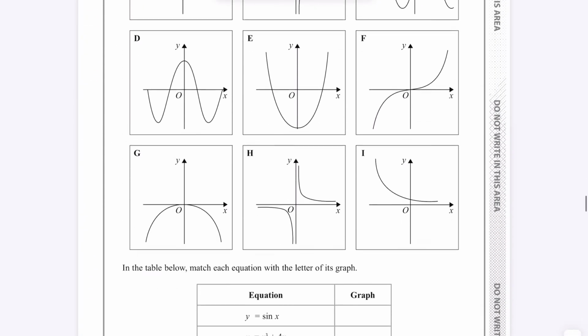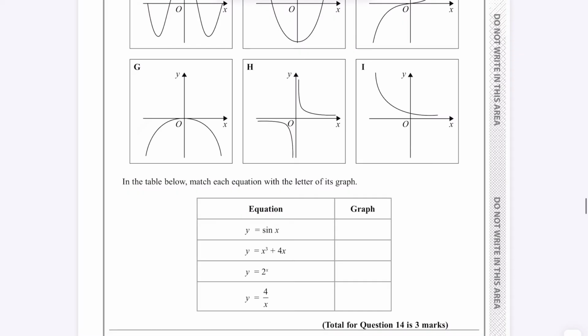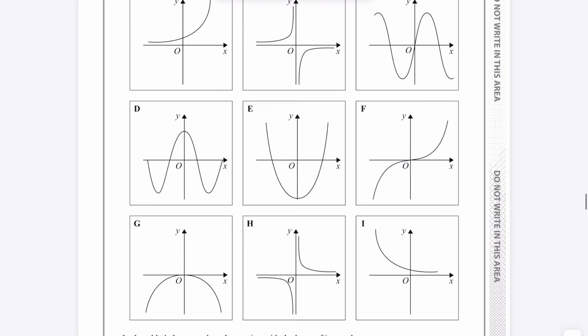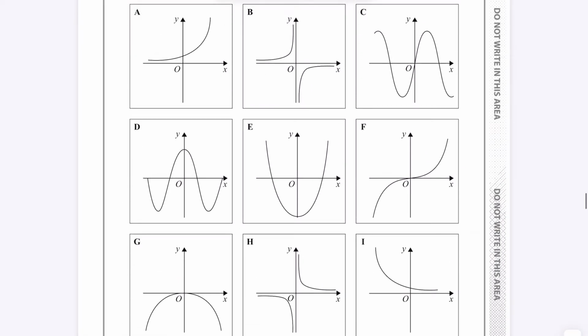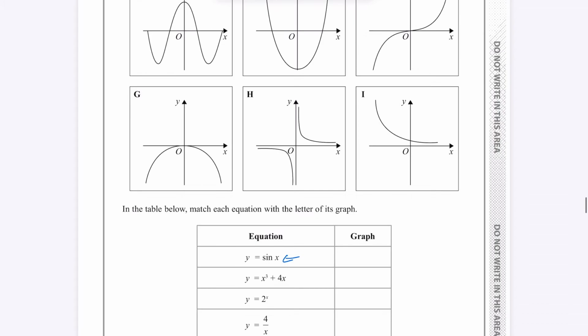Here are some graphs. In the table below, match each equation with the letter of the graph. So sine x, you've got a calculator now, so with this one what you can do is, well, what is the sine of 0, for example? If you type in your calculator the sine of 0, you will get back 0. So hopefully you can tell by looking at these, sine will either be that one or that one, and because the sine of 0 is 0, it's going to be C.